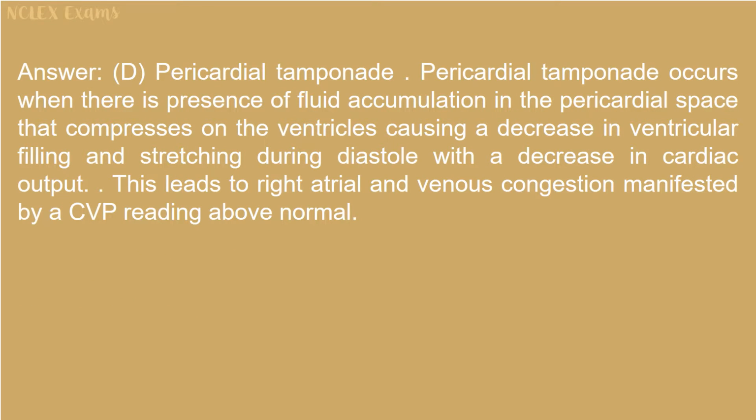Answer: D. Pericardial tamponade. Pericardial tamponade occurs when there is fluid accumulation in the pericardial space that compresses on the ventricles, causing a decrease in ventricular filling and stretching during diastole with a decrease in cardiac output. This leads to right atrial and venous congestion manifested by a CVP reading above normal.